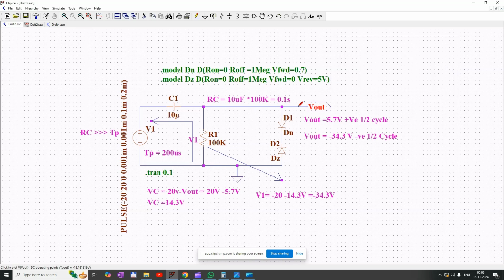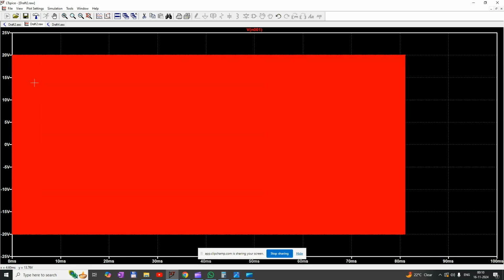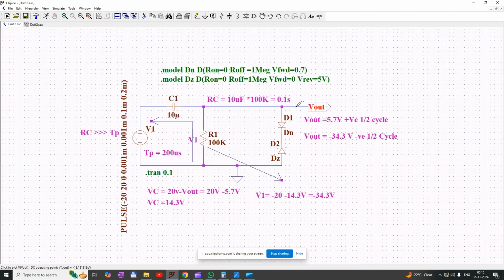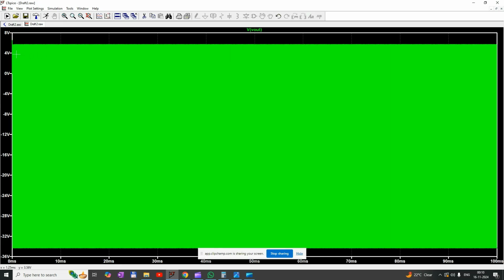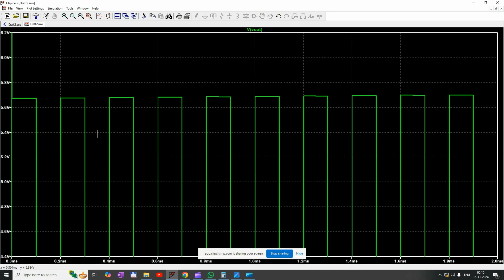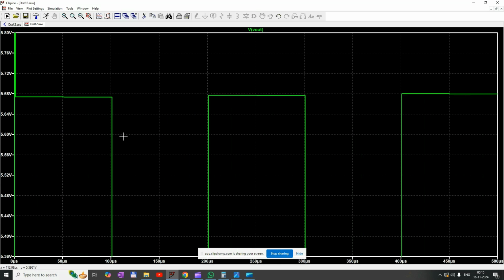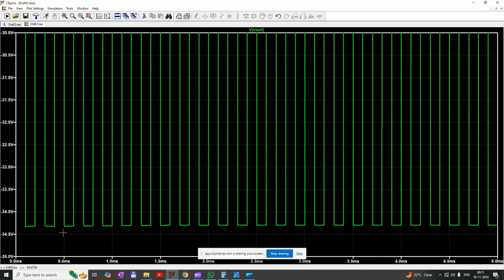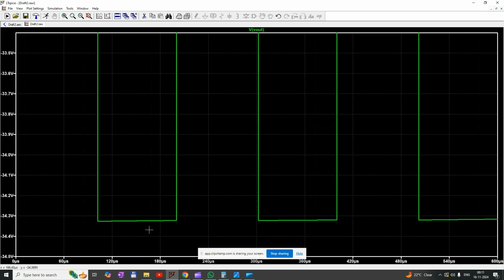Let us simulate the circuit. Here we are going to apply plus or minus 20 volt at the input. Let us verify the output. During the positive half cycle, the output voltage will be 5.7 volt. Similarly, during the negative half cycle, the output voltage V out will be minus 34.3 volt.